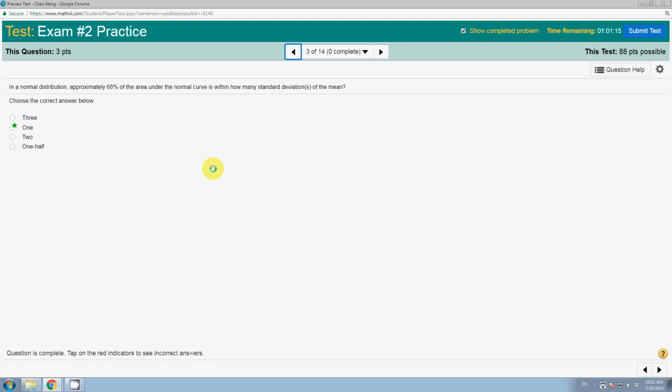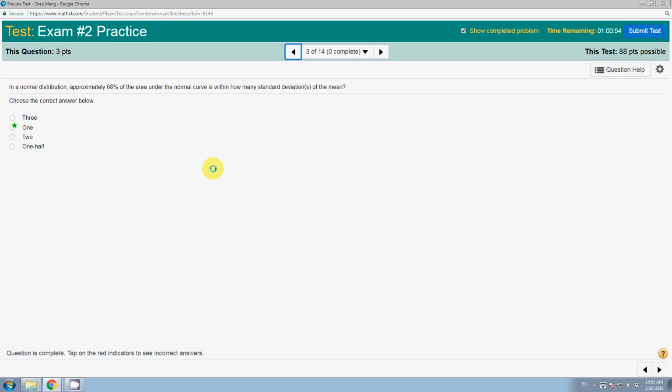Question number 3. In question number 3, we need to talk about a rule that we learned in chapter 7. It's called the 68, 95, 99.7 rule. Three numbers in the name of the rule. Those three numbers correspond to a different number of standard deviations of the mean.